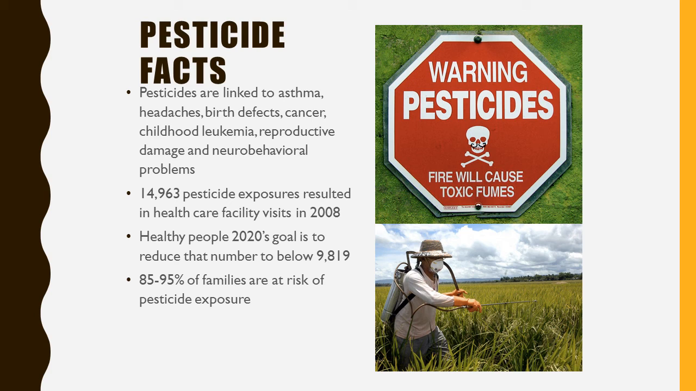One of the main goals that Healthy People has is to reduce the number of pesticide exposures that result in visits to healthcare facilities to below 9,819. It may be difficult to reach that number considering 85 to 95% of the nation's total families are at risk of exposing their children to pesticides, since this is the amount of people that use and store pesticides in or around their homes and personal environment.